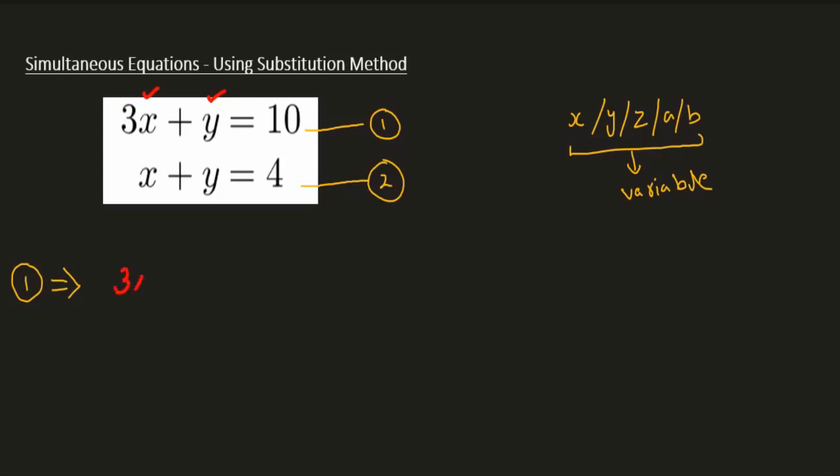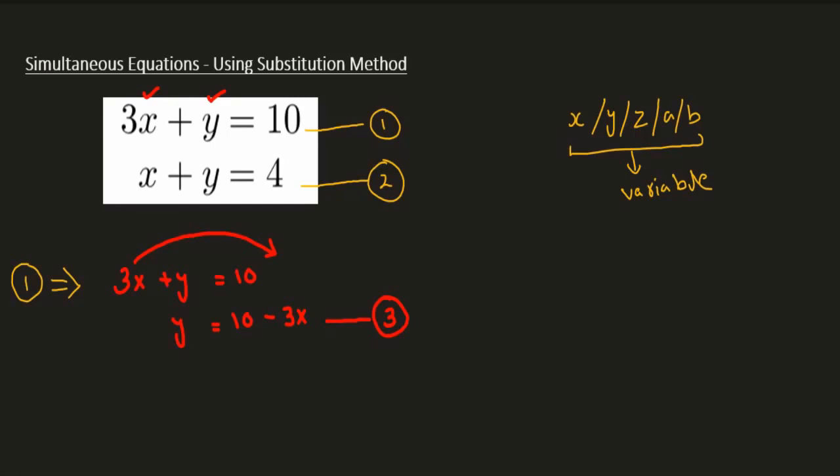Let me first write the normal equation here: 3x plus y equals 10. What I am going to do now is take 3x to the other side, so I can isolate my y on this side. So y equals 10 minus 3x. Now my y has been made the subject. Let's label this equation as equation number 3.